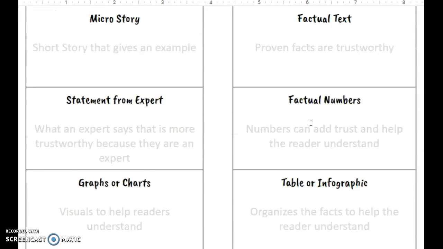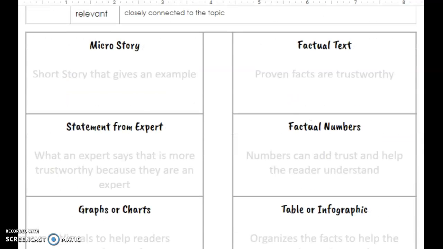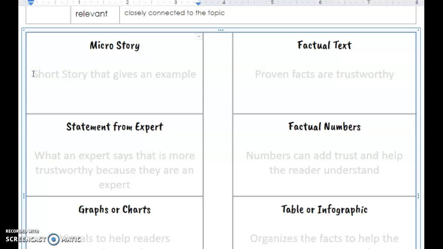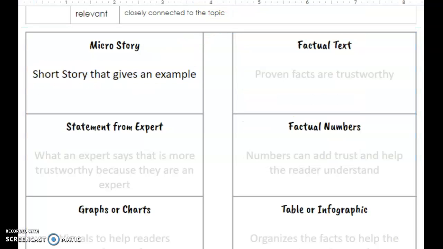So as we're looking here, what we're going to work on is more examples of how authors support their text than looking at one and picking out the individual things. So a micro story is a way that an author supports what they have in a text, and that would be a short story that gives an example. So if I wanted to talk about saving sea turtles, then maybe I would give a short story about Yellow Blue and how he was saved from the ocean because he was cold and stunned and needed to be moved to Florida.